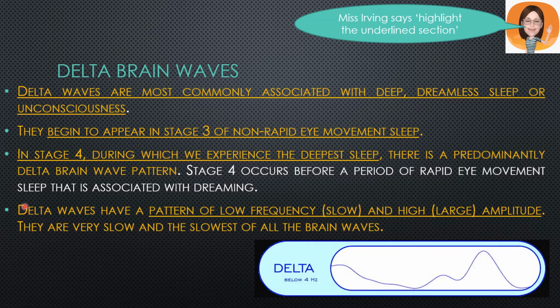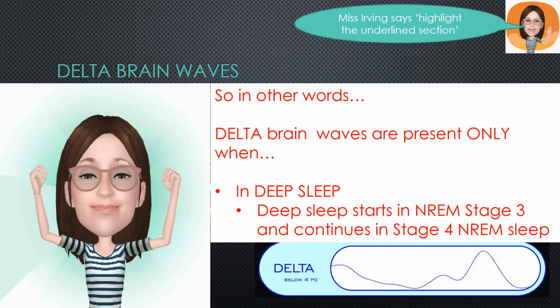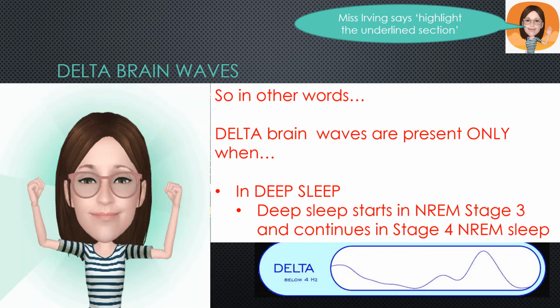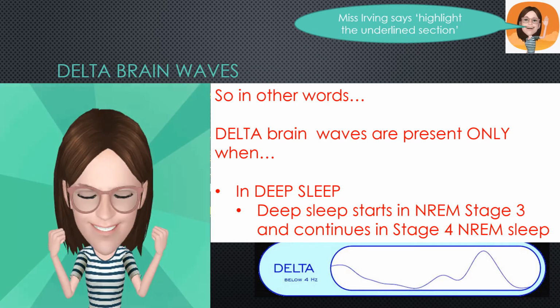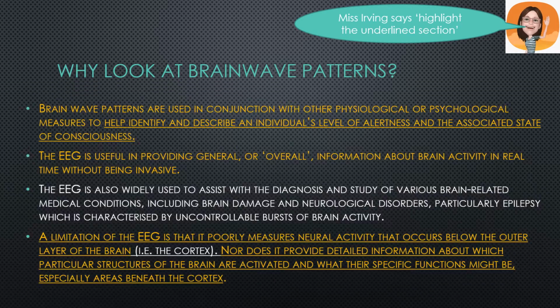So please highlight this particular dot point here. Alright, so in other words, delta brainwaves are present only when in deep sleep. And there is some argument against it, but let's go with it. So deep sleep starts in NREM stage 3 and continues into stage 4 NREM sleep.